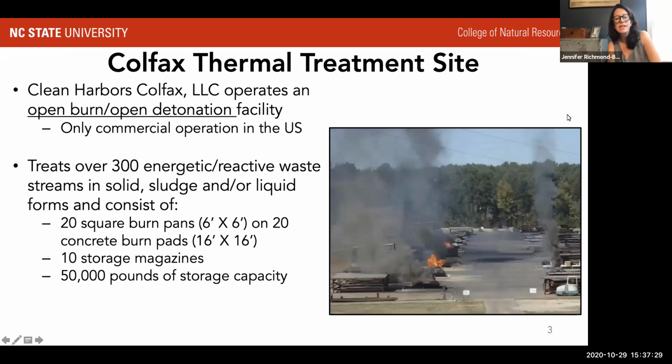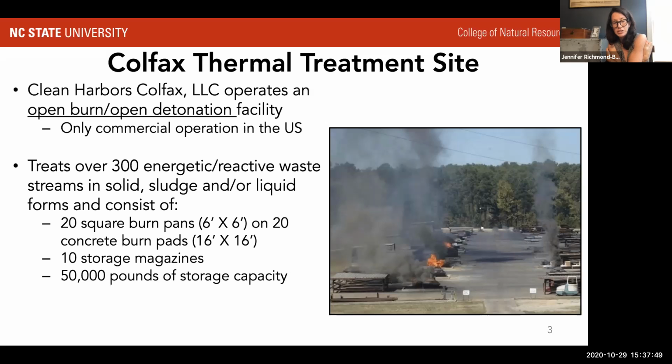Try to move to the next slide. So this shows you a bit about our source. Clean Harbors company operates an open burn, open detonation facility. It's the only commercial operation of its type in the US. Hopefully there will be no more of these at some point in the near future.